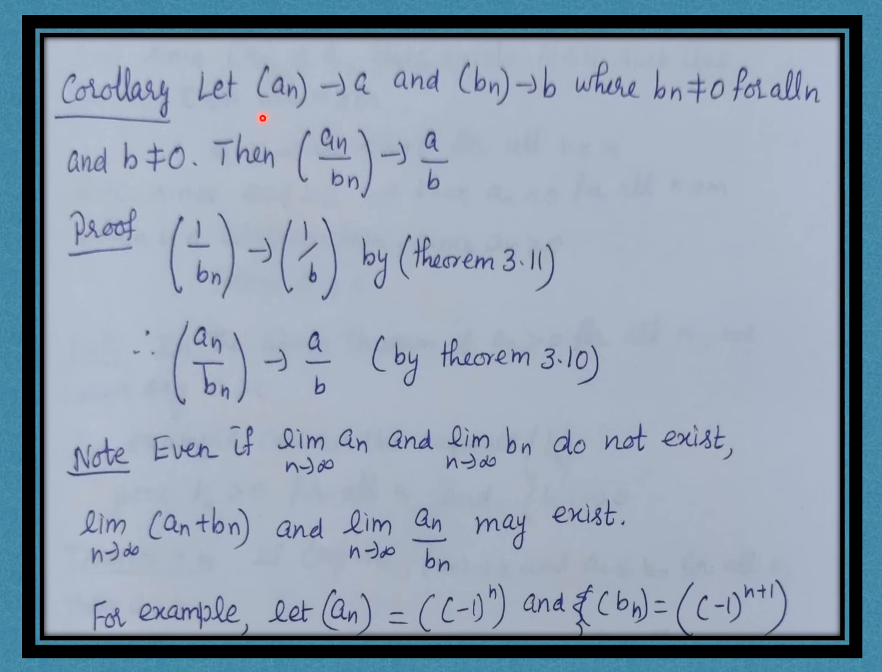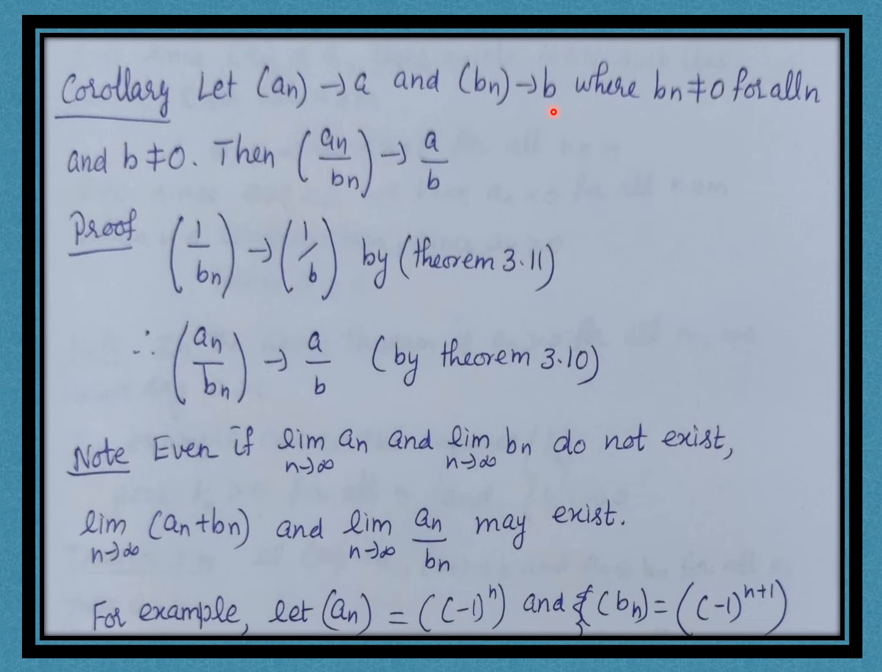Now let us see an interesting corollary. The corollary says, if the sequence an converges to a, the sequence bn converges to b, where bn is not equal to 0 for all n and b not equal to 0, then the sequence an/bn converges to a/b. First, let us take the bn part. The sequence bn is converging to b. bn is not equal to 0 for all n. b is also not equal to 0. Then by the above theorem we have the sequence 1/bn converges to the value 1/b.